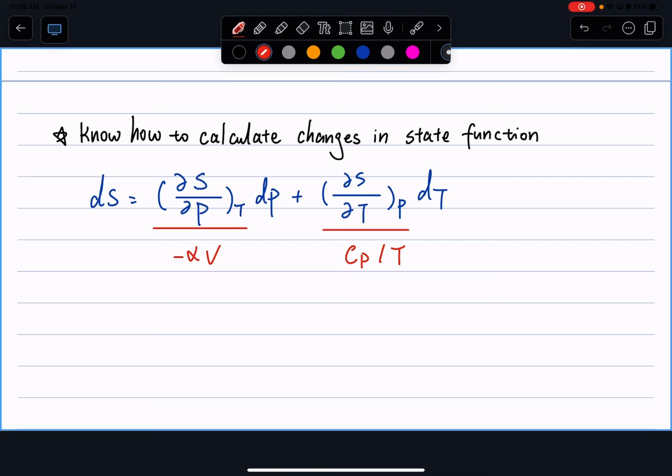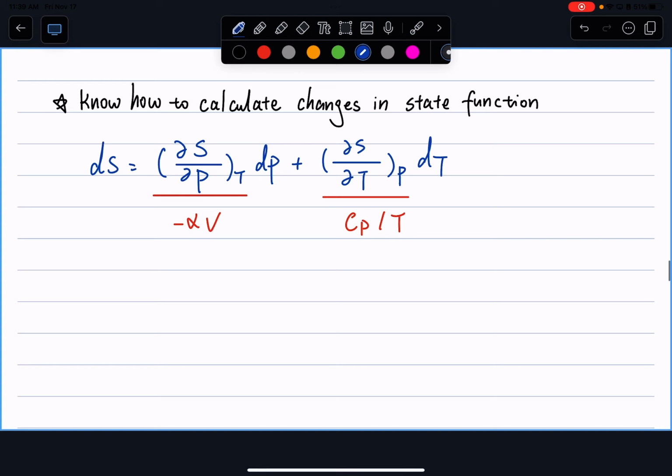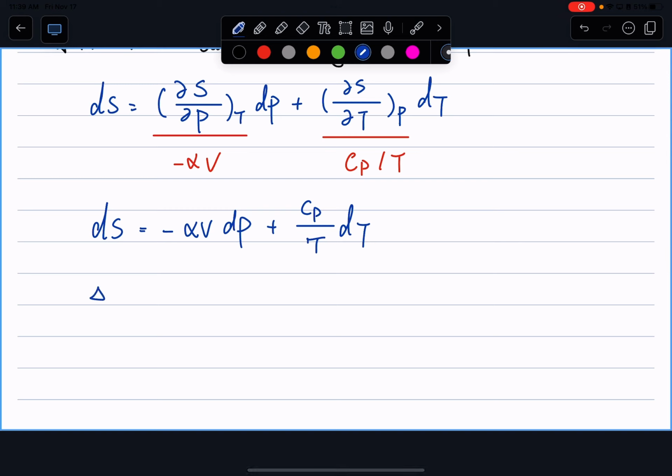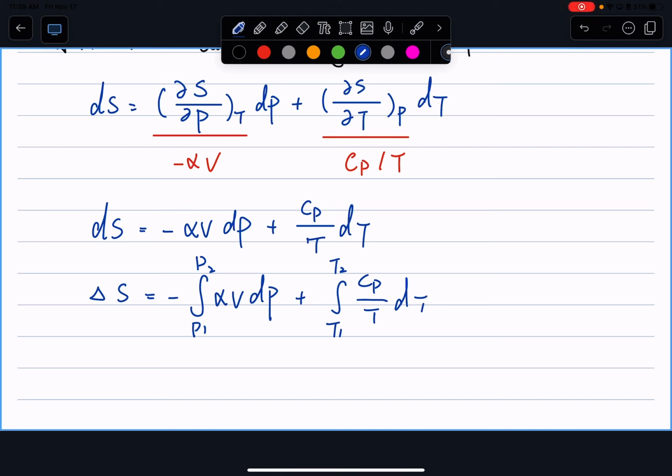So by working out how your entropy or your Gibbs free energy or your enthalpy or your Helmholtz free energy depend on these experimentally measurable coefficients or terms gives you a way to solve for that derivative. So if we write out dS equals negative alpha V dP plus Cp over T dT, you can set up that calculation as delta S equals the integral from P1 to P2 of negative alpha V dP plus the integral from T1 to T2 of Cp over T dT.